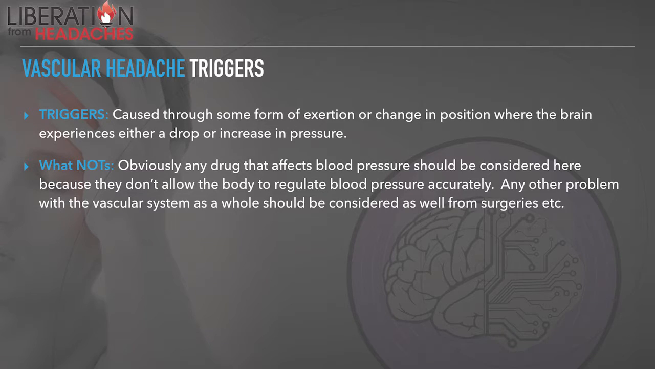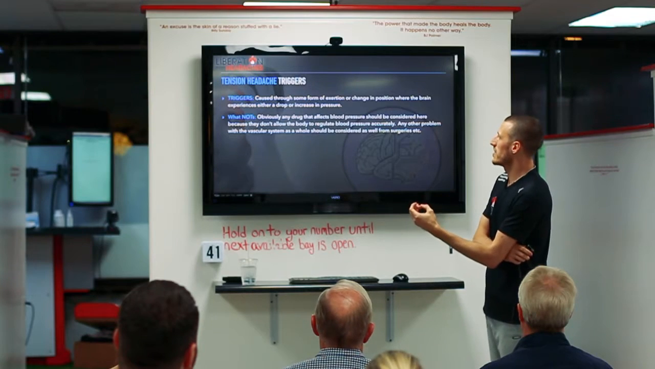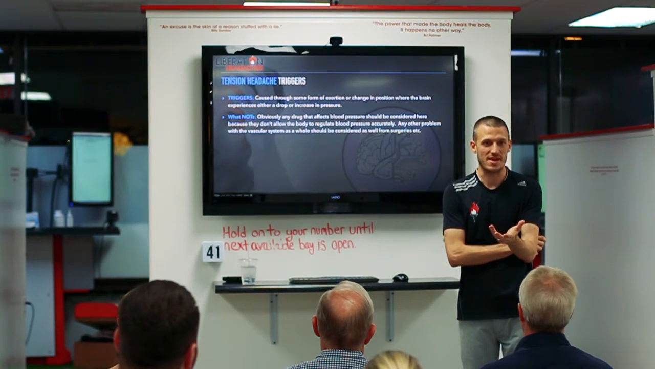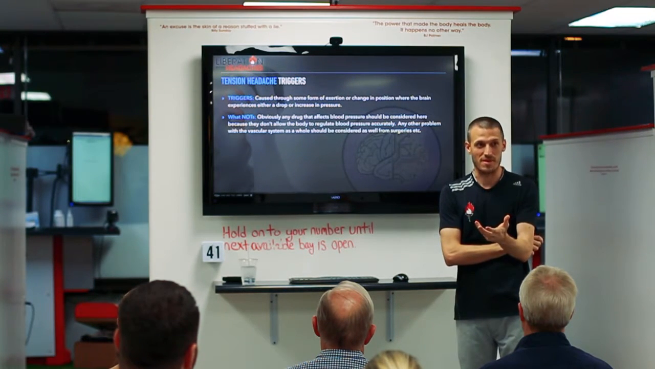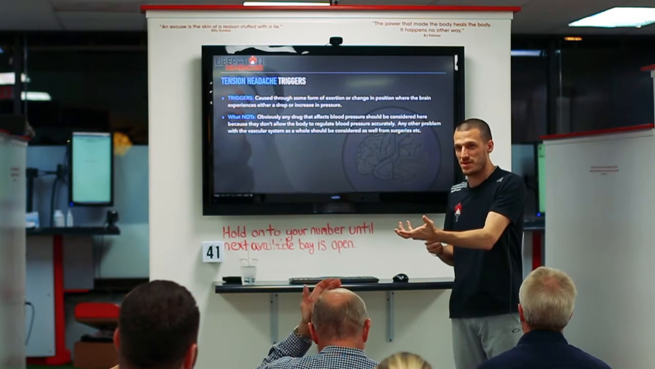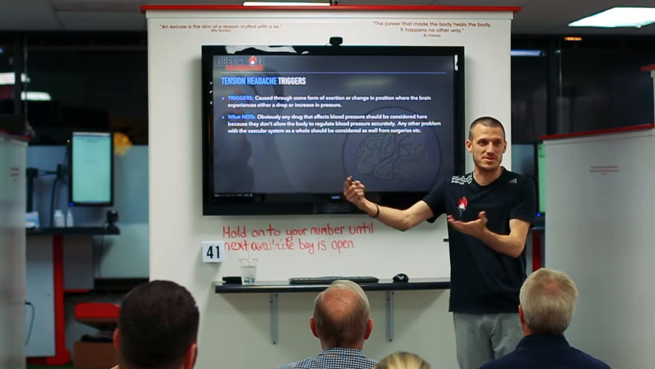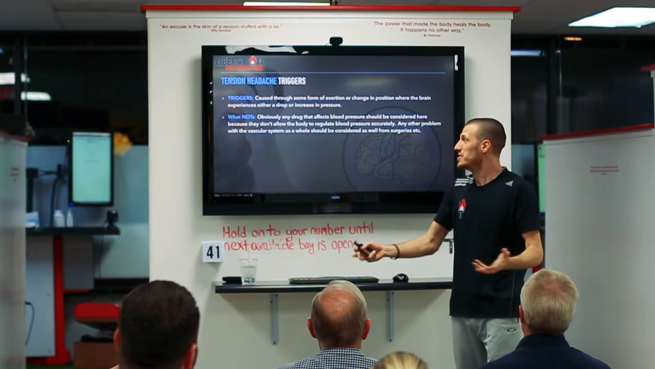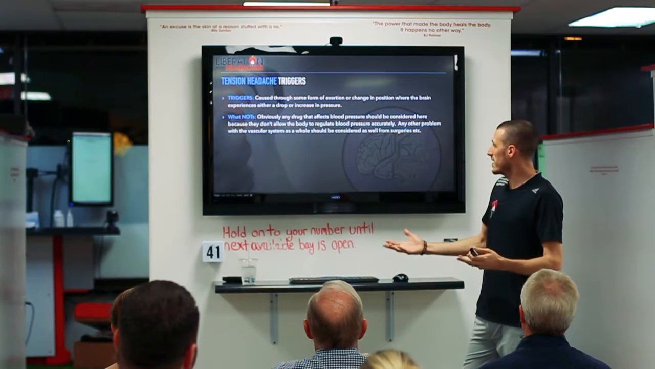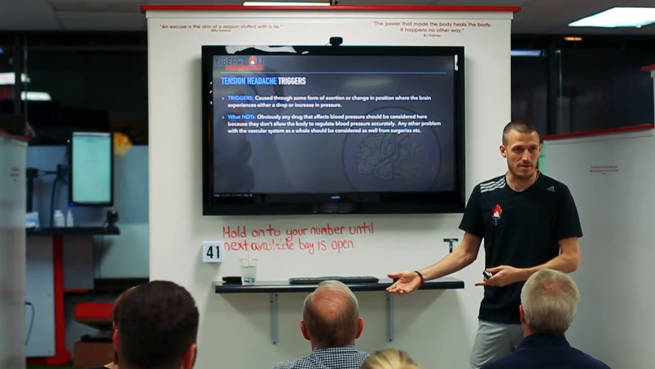It's caused through some form of exertion or a change in position where the brain experiences either a drop or an increase in pressure. Obviously, any drug that affects blood pressure should be considered here. If you're taking blood pressure medication, this has got to be a starting point, because you're throwing in a drug that is changing the very regulation of the nervous system and how it operates. So you have to look at that. They don't allow the body to regulate blood pressure accurately. How can it? It's got a drug putting a wet towel on it, right?